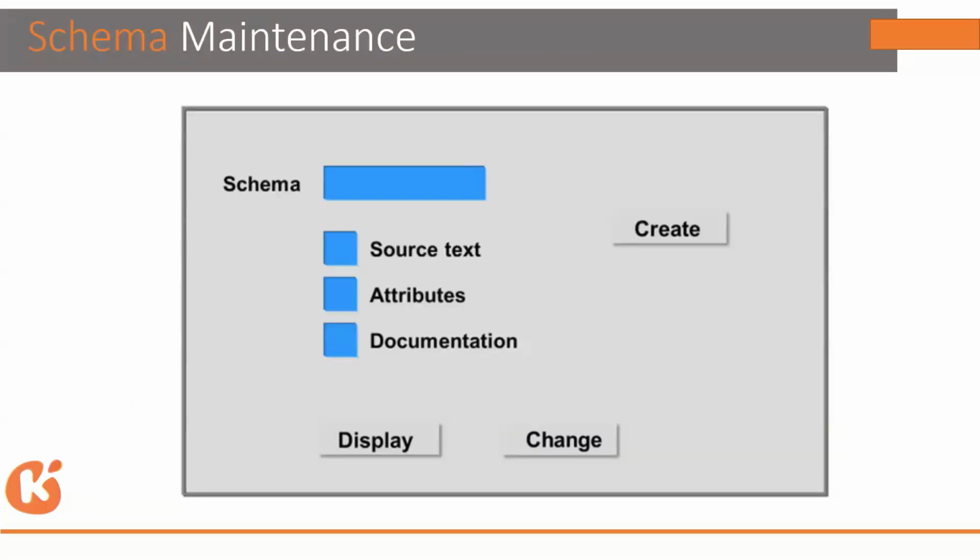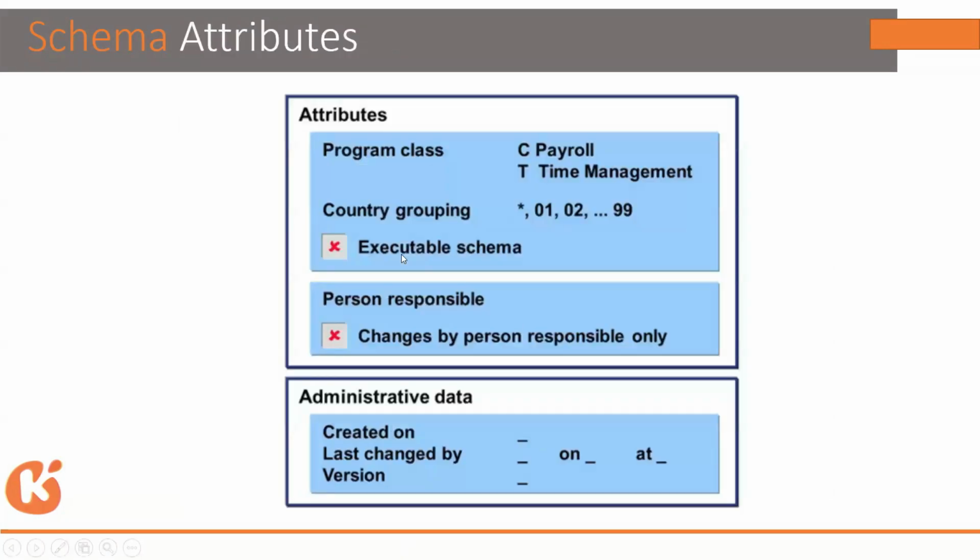Then, whether it is a schema or a PCR, you have to create the source text and the attribute. In the source text, you have to mention if it is for any specific country, or whether it is for payroll or time management, and who can make the changes. Changes can be done only by the person who has created the schema or PCR, or if you don't select anything, it can be done by anybody. So these are the few attributes which you have to assign.